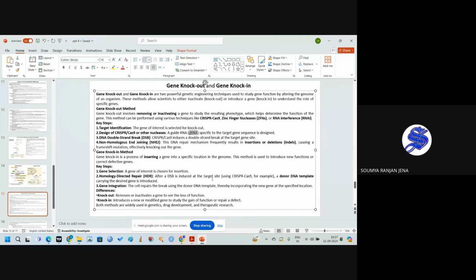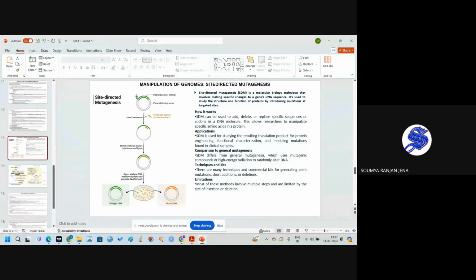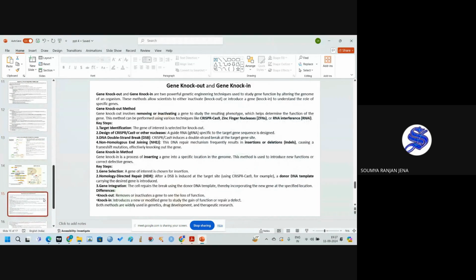First we have to break the DNA molecule, and then use a donor DNA template. If you break the DNA molecule, then we have to insert a new gene of interest, carrying the desired gene that is inserted. For this gene integration, the cell repairs the break using the donor DNA template, thereby incorporating the new gene at the specific location.